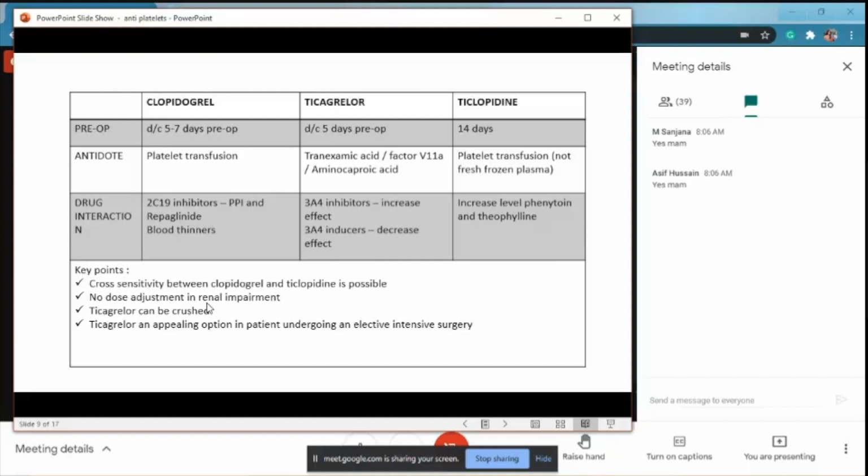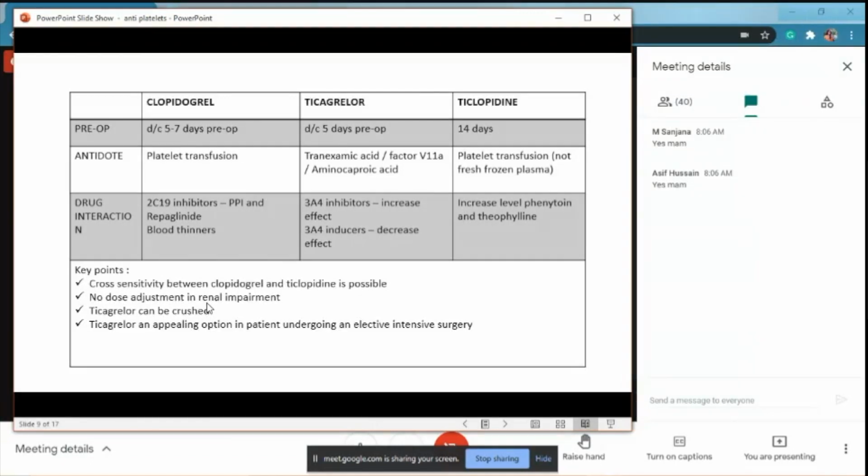And even pre-op, we have to discontinue it like 14 days before. And even if there is a high risk of thrombosis, we have to discontinue the ticlopidine. But when it comes to clopidogrel and ticagrelor, if there is a high risk of thrombosis, we can continue the therapy. So that is the reason that it's not commonly used again.